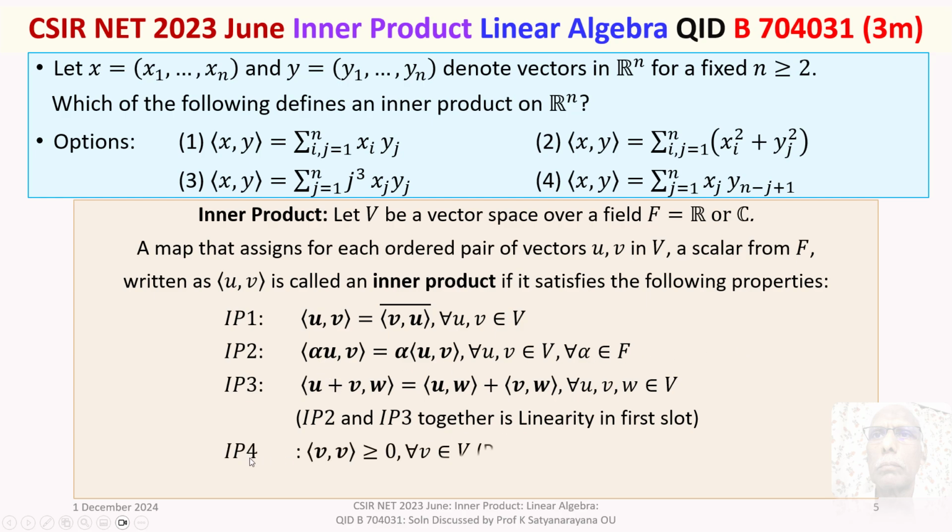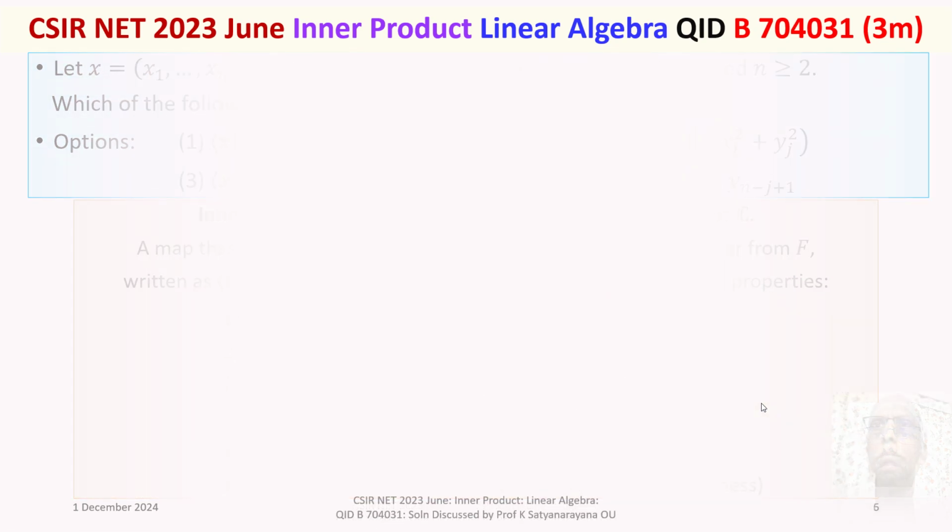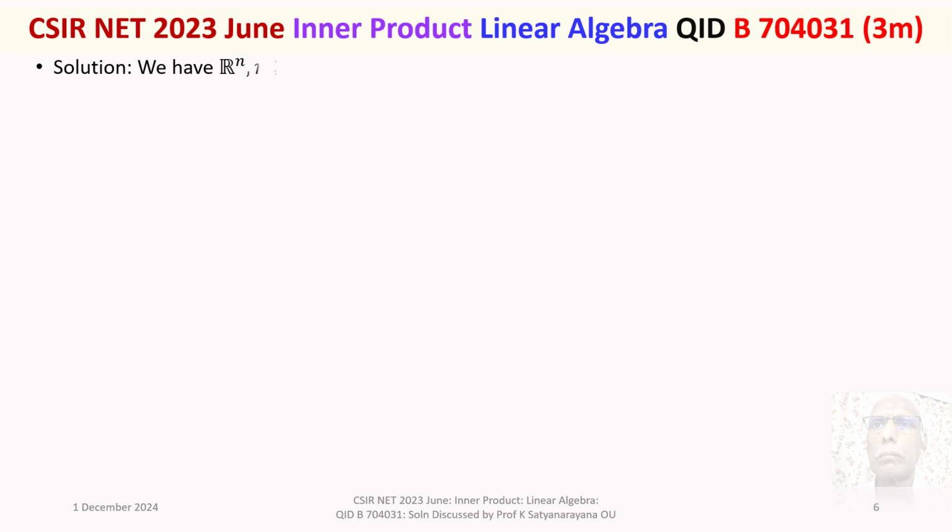IP4, we have the positivity: the bracket (v, v) is greater than or equal to 0 for all v belonging to V. And IP5 is the positive definiteness of the inner product, that is, the bracket (v, v) is equal to 0 if and only if v is equal to 0. IP4 says positivity, IP5 says positive definiteness. If these 5 properties are satisfied, then it is called an inner product. Let's now discuss the solution of the problem in detail.